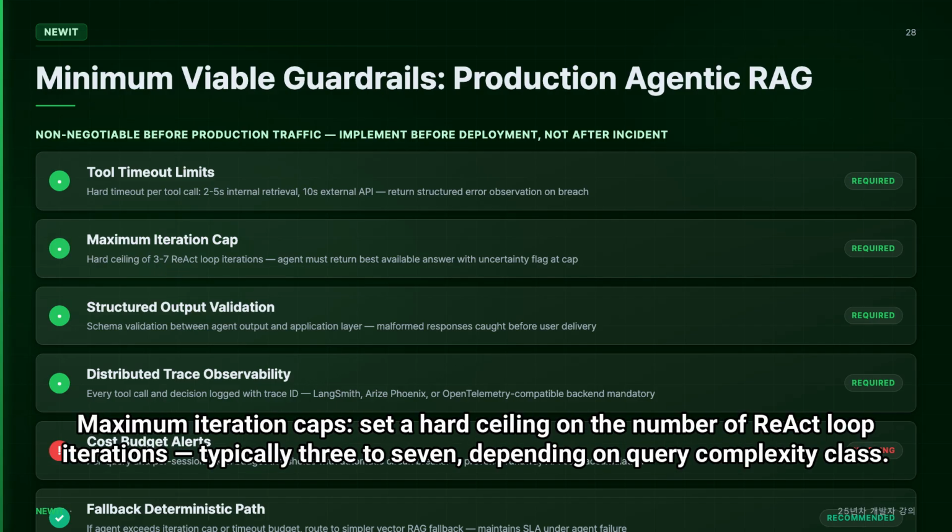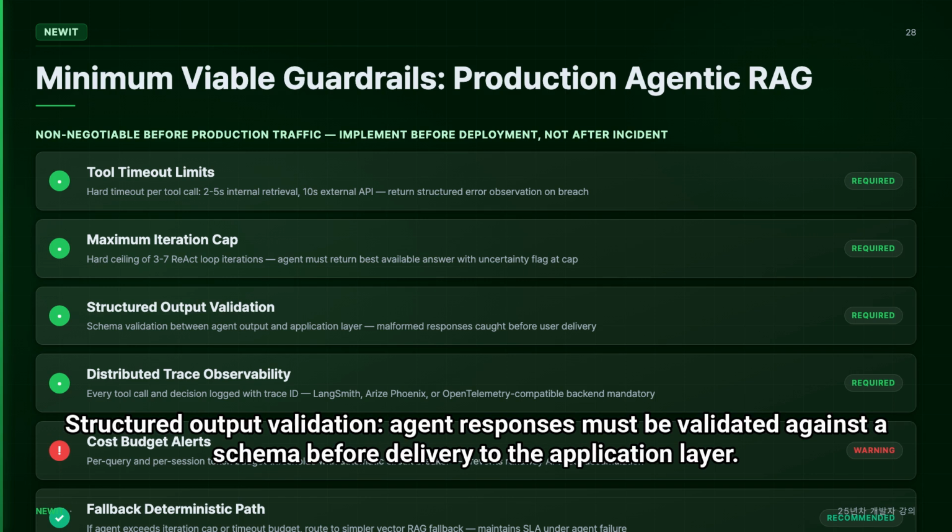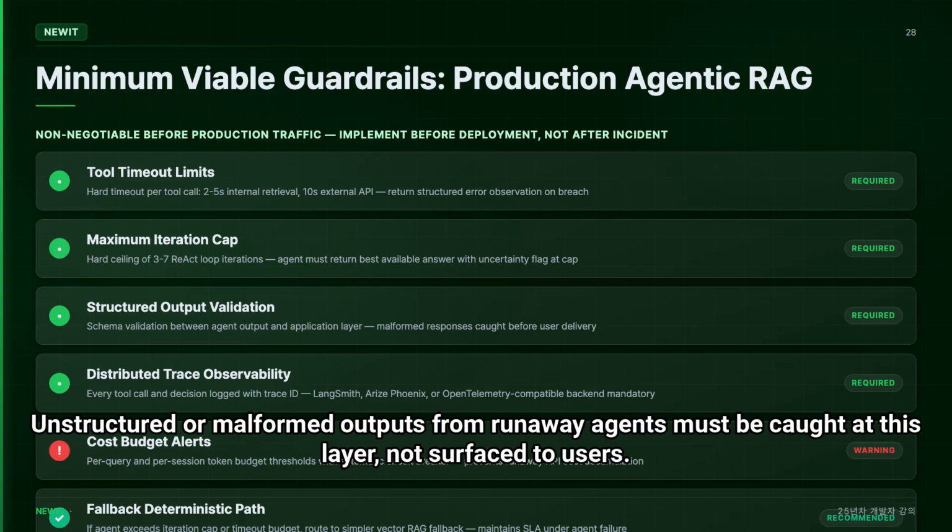Maximum iteration caps. Set a hard ceiling on the number of ReAct loop iterations, typically 3 to 7, depending on query complexity class. When the cap is reached, the agent must return its best available answer with an explicit uncertainty flag. Structured output validation. Agent responses must be validated against a schema before delivery to the application layer. Unstructured or malformed outputs from runaway agents must be caught at this layer, not surfaced to users.